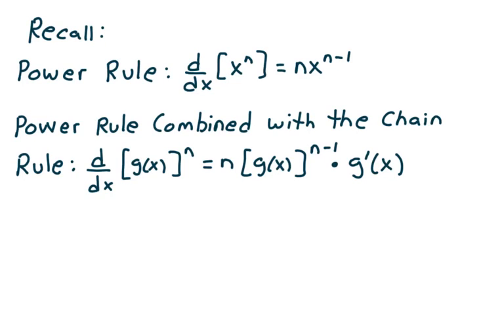Let's take a look at a few rules. Let's first start off with the power rule. The power rule says the following. The derivative of x to the n with respect to x is nx to the n minus 1.